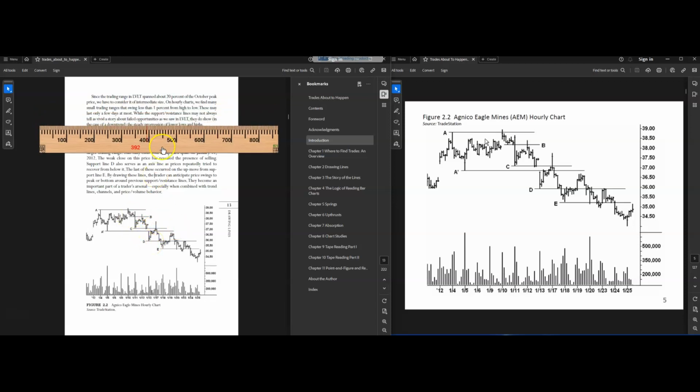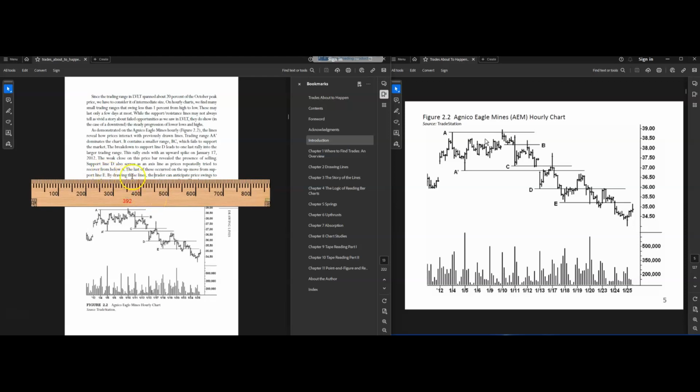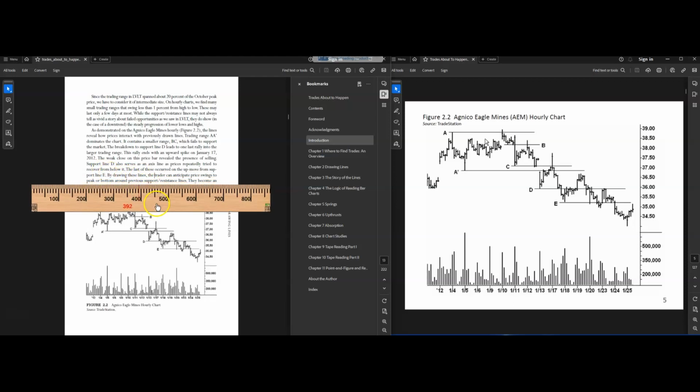All right, here is what Weiss said about it. He says, by drawing these lines, the trader can anticipate price swings to peak or bottom around previous support resistance lines. There you go. This is the most important line in this study. This is the most important line because you need to know where the swing is going to terminate so you can get on the next swing. And that's why we use these lines.